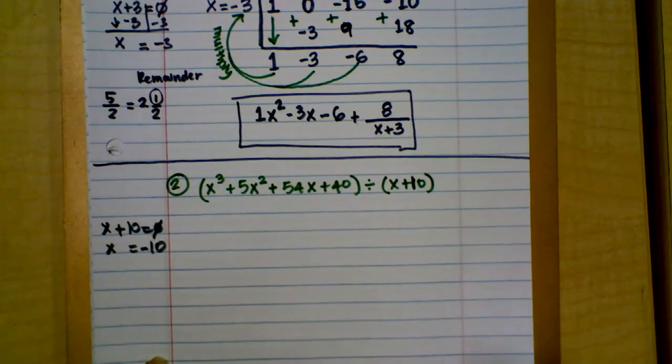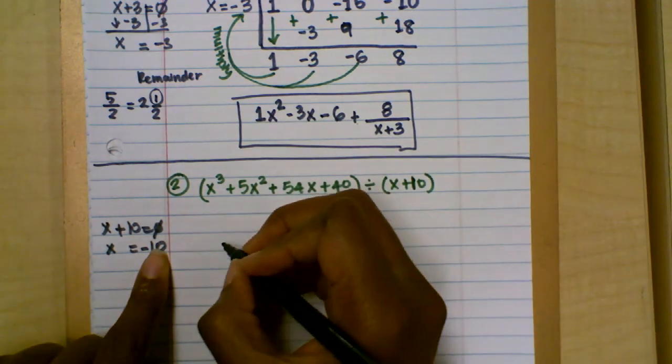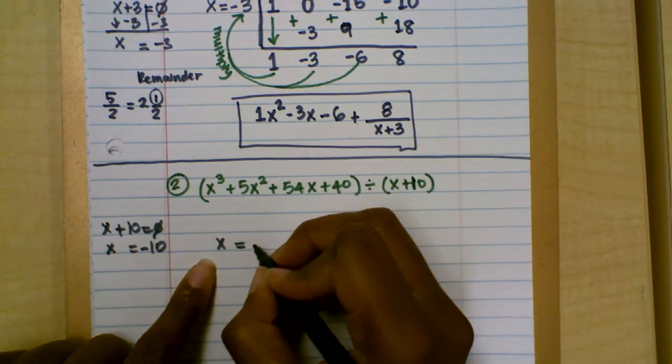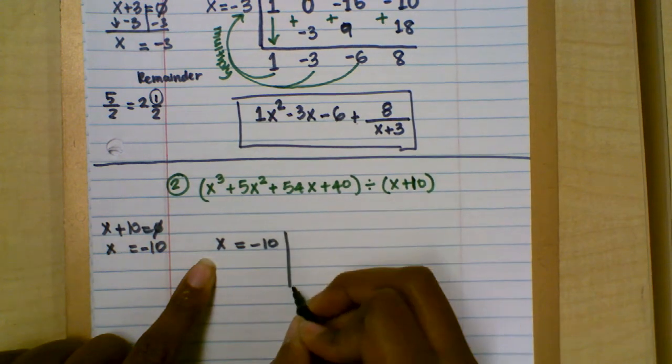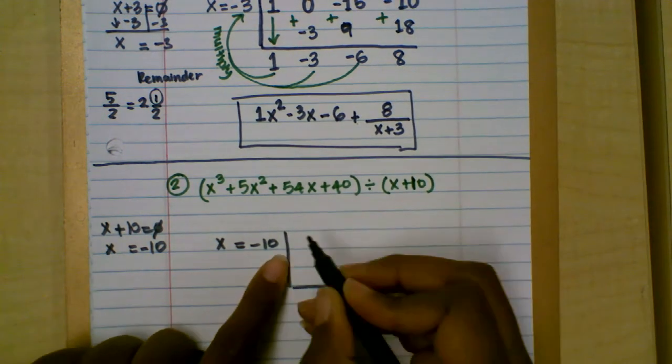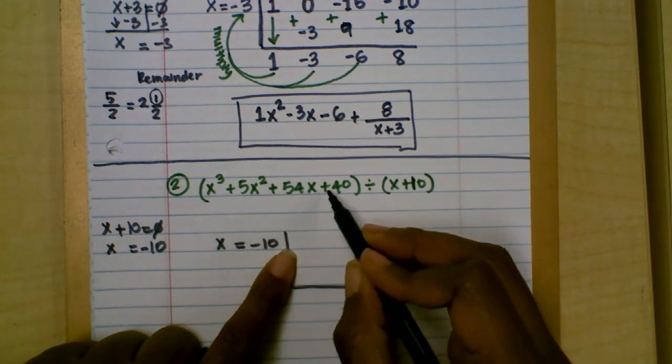So what do we do next? I'm going to write here x equals negative 10, and I'm going to draw an L shape like this. Then I'm going to list out the coefficients of the polynomial in the numerator.